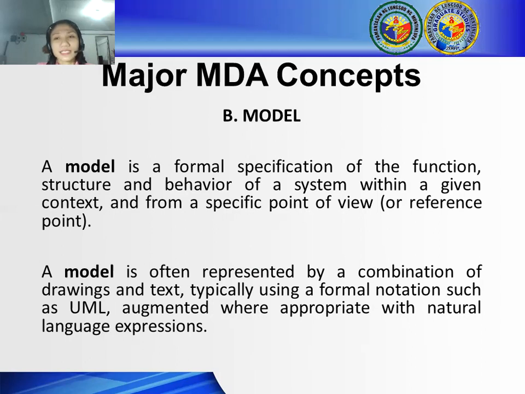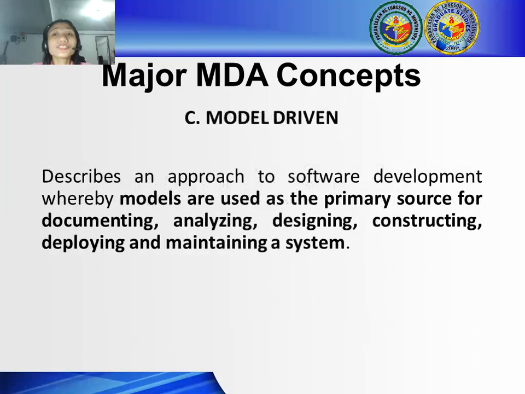So, to emphasize, a model of a system is a description or specification of that system and its environment for some certain purpose. A model is often represented as a combination of drawings and text. The text may be in a modeling language or in a natural language. Model-driven describes an approach to software development whereby models are used as the primary source of documenting, analyzing, designing, constructing, deploying, and maintaining a system.